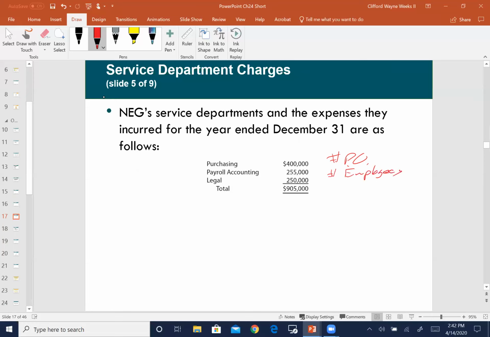And legal is probably the number of hours that each of these two different divisions use. If you think about this, there's actually a technical term. Remember, we have two different departments. We need to allocate this full amount to our two different departments. Now, there is a method, and the official term is called peanut butter costing.